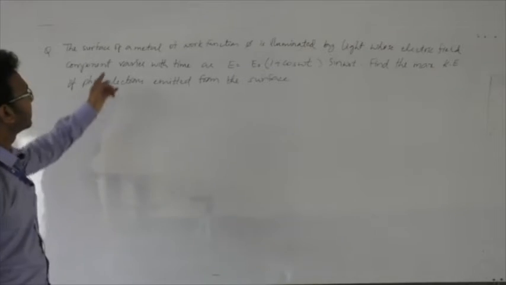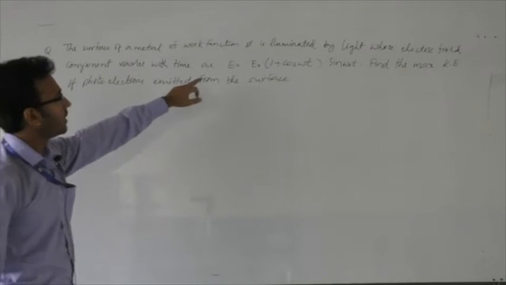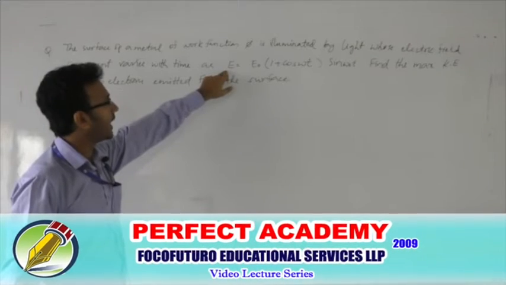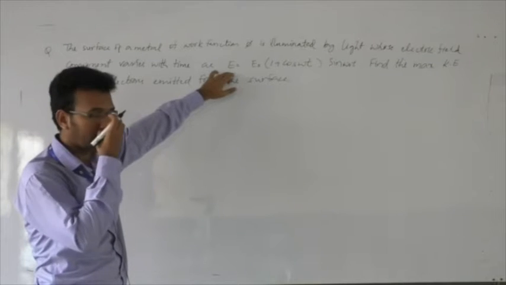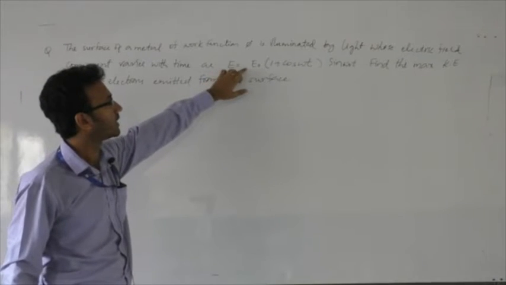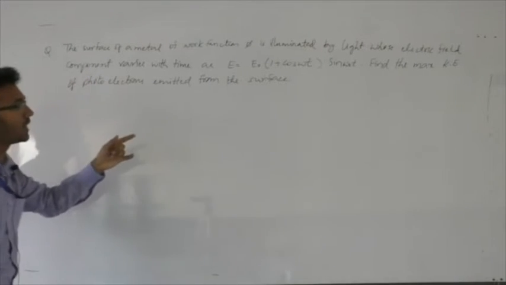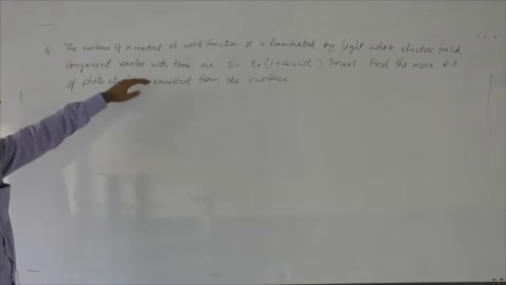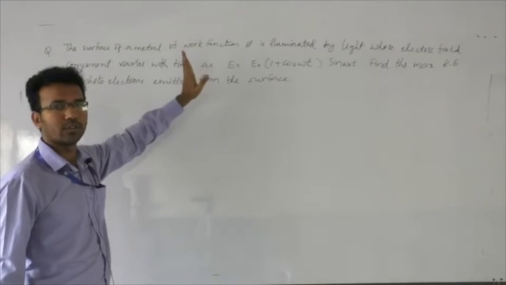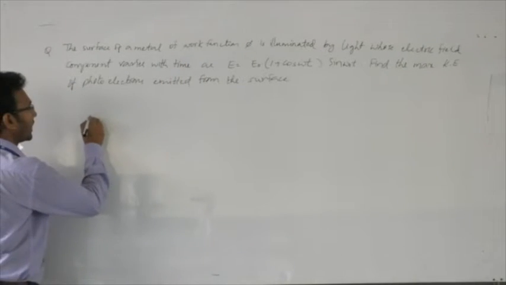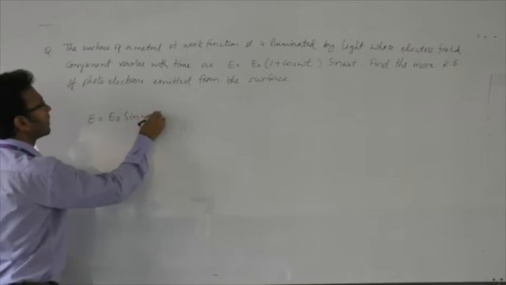Let's read the question again. The surface of a metal of work function phi is illuminated by a light. Here the varying electric field component of light is given as E naught times 1 plus cos omega t, sin omega naught t. Now we have to find the maximum kinetic energy of the ejected electrons. Now once you see this, let's go back to electromagnetic waves. We know that the electric field E at any given time is E naught sin omega t or cos omega t.